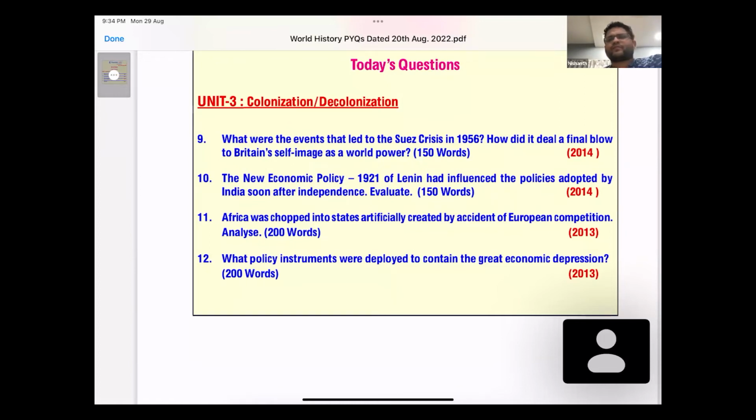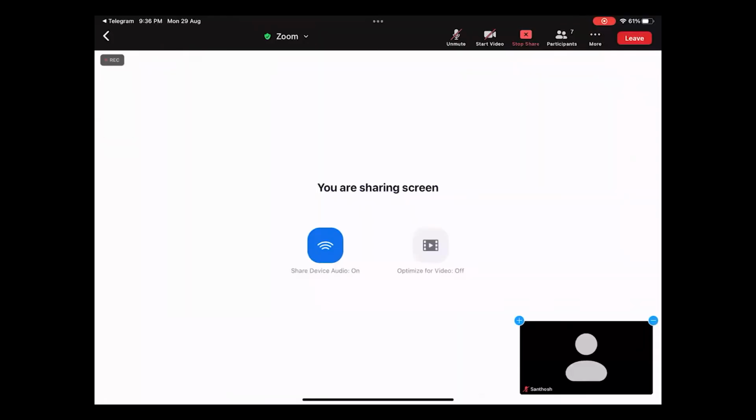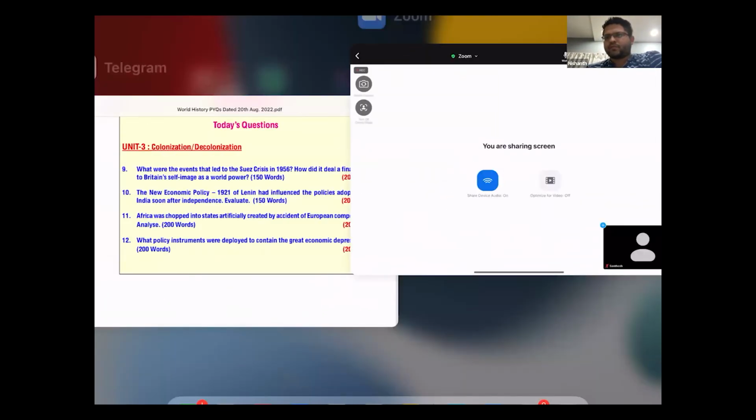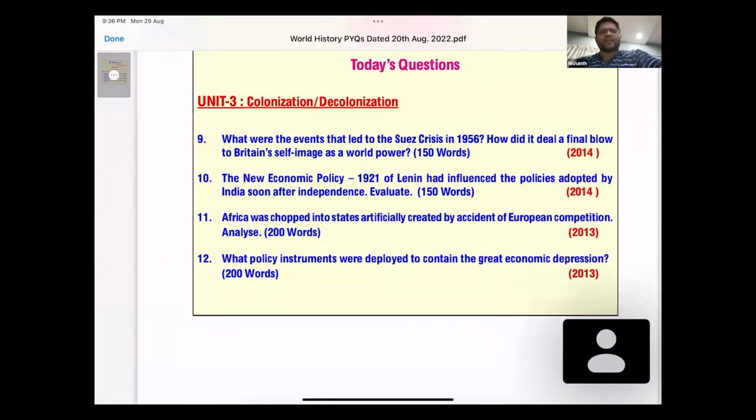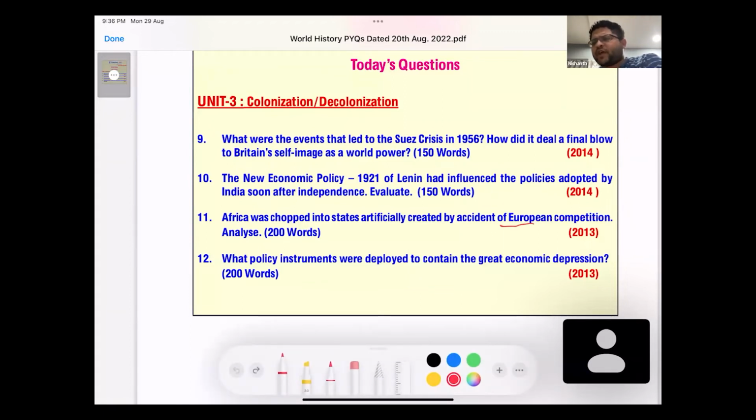So, as the question says, it is true that Africa was chopped artificially into states. Basically, what is the reason? European competition. So what competition are we referring to here? Two things: competition for raw materials and competition for markets. Because European imperialism was reaching its heights during the 18th and 19th century, especially in the 19th century.